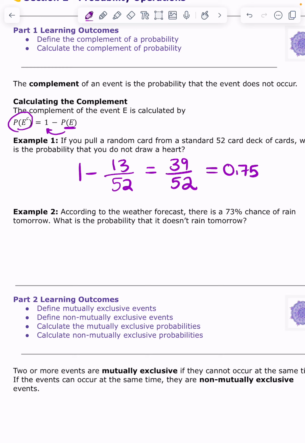According to the weather forecast, there's a 73% chance of rain tomorrow. What is the probability that it doesn't rain? So since it's in percent, I'm going to do 100% minus 73%, which is 27% chance that it will not rain.